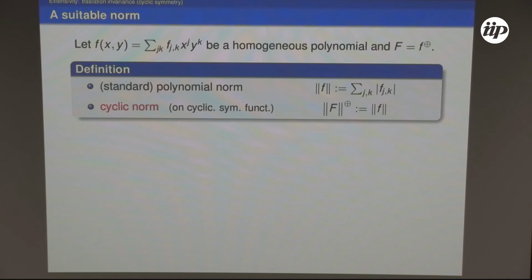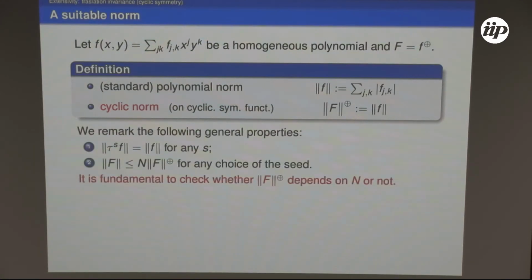What is the philosophy of this approach? When you have this translation invariant cyclically symmetric function, you try to go back to the level of the seeds, because on the seeds you typically forget about n, and you work at that level. In this way you can manage the dependence on the number of degrees of freedom in a better way. These are the relevant points. This norm is preserved by the action of this operator, and there is control of the norm of the symmetrized function. And then it is fundamental to check whether this cyclic norm depends on n or not.